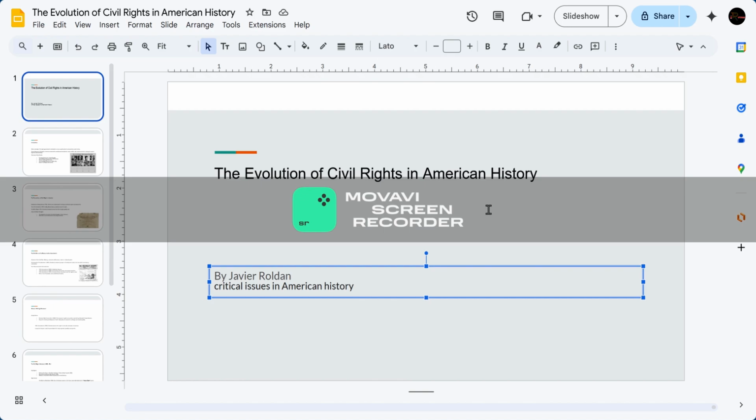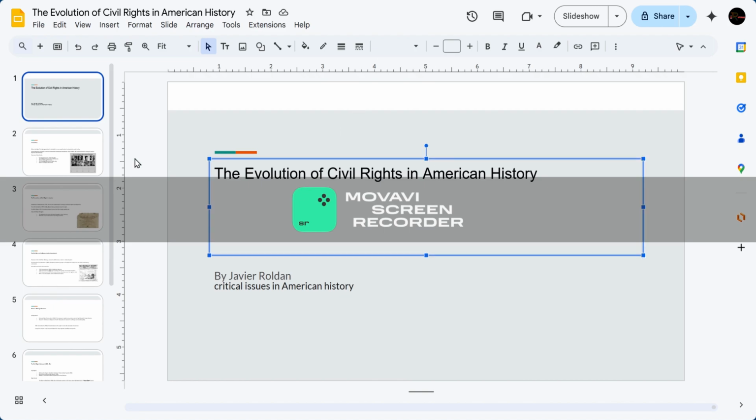Little outline over here. Basically, it's just the evolution of civil rights in American history, and it's by me. And the class is Critical Issues in American History. Just a quick overview of everything. This is my outline.